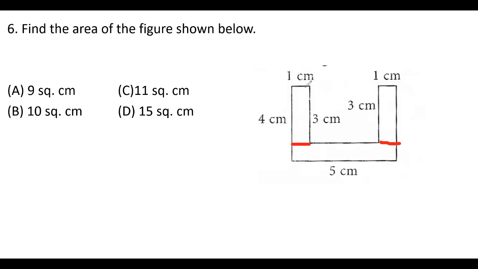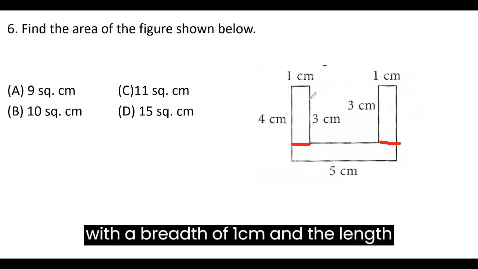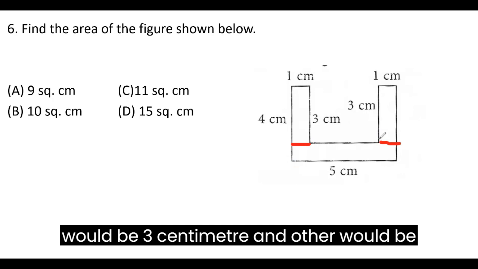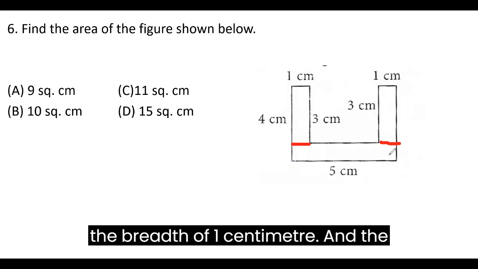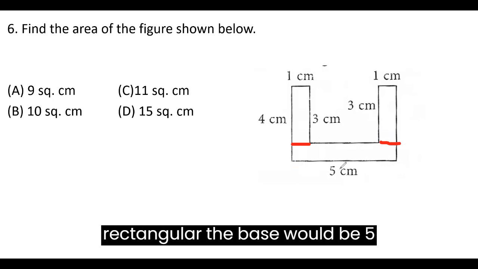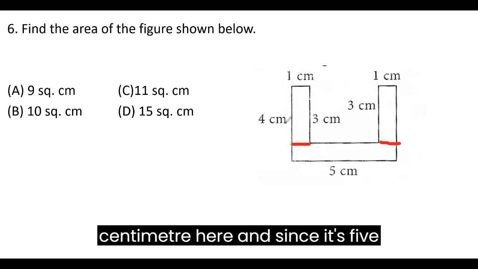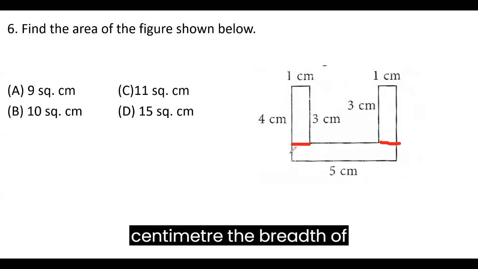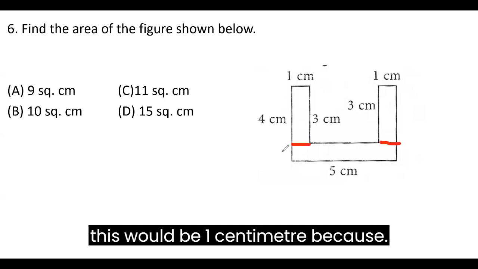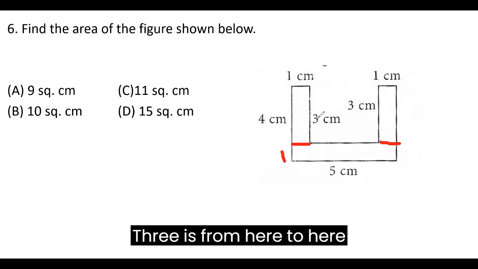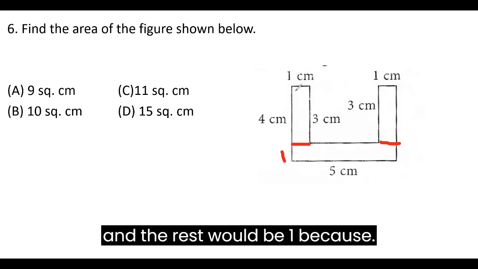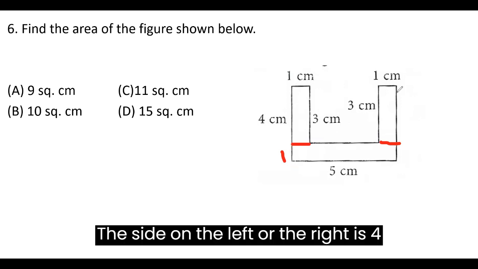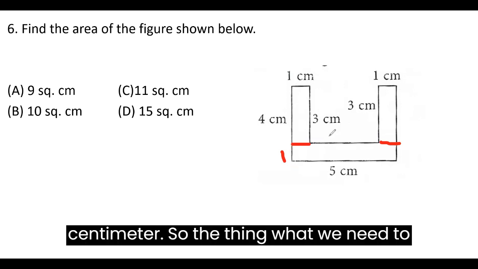One has a breadth of 1 centimeter and a length of 3 centimeter, and the other is the same, with a length of 3 centimeter and a breadth of 1 centimeter. And the rectangle at the base would be 5 centimeter here. Since it's 5 centimeter, the breadth of this would be 1 centimeter, because 3 is from here to here, and the rest would be 1 because the side on the left or the right is 4 centimeter.